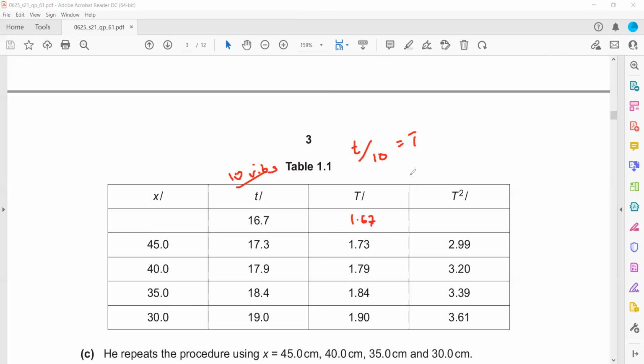And then the last column is T square. So 1.67 squared is equal to 2.7889. But because all of the answers are given in two decimal places, I have to write it to two decimal places. So I will write 2.79.